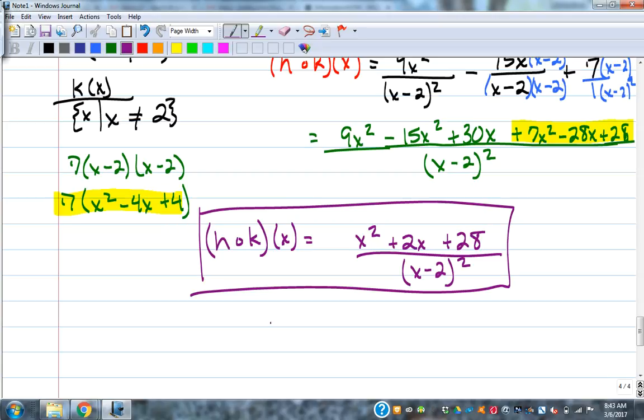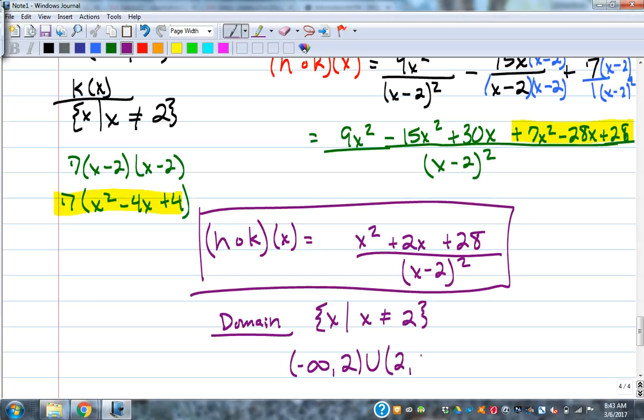Now the domain of that. What's the only restriction that exists? x has got to be anything but 2, right? Negative infinity to 2, union 2 to infinity.